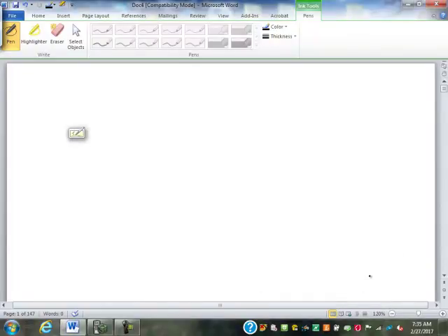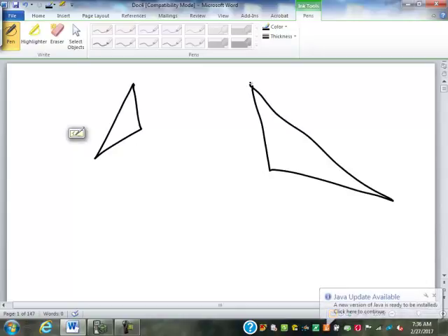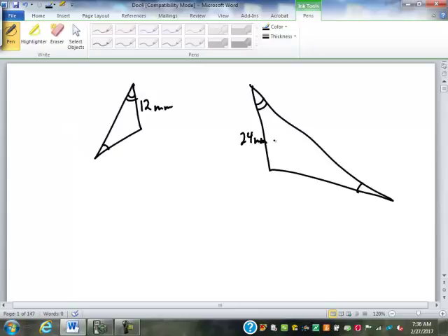Okay, so we've talked about similar triangles. We've had these a few times, where one triangle is an enlargement or a reduction of the other. If this angle and this angle are the same, and these two angles are the same, and this side here is 12 millimeters and this side over here is 24 millimeters, we established the enlargement factor, or the constant of proportionality between the two figures.